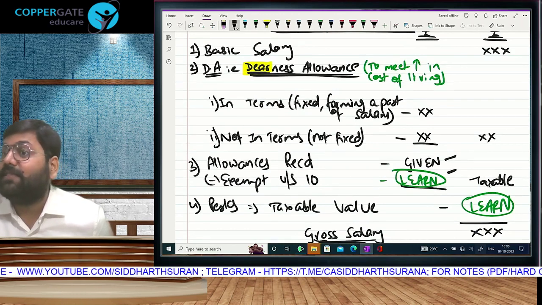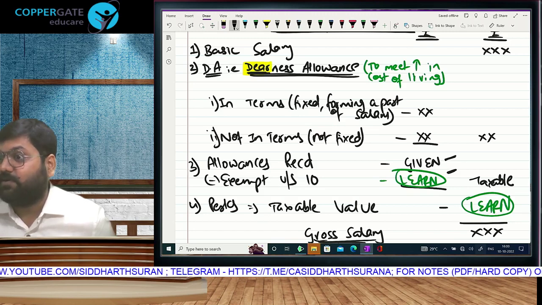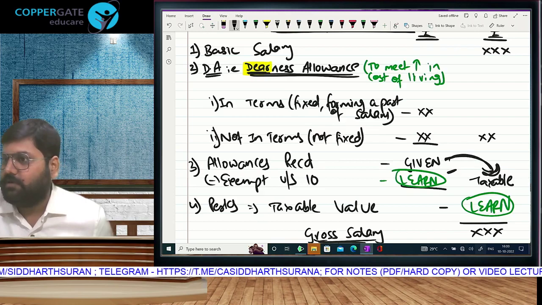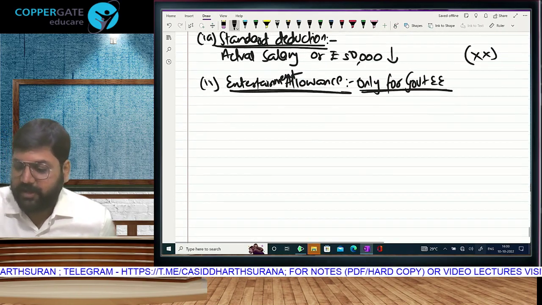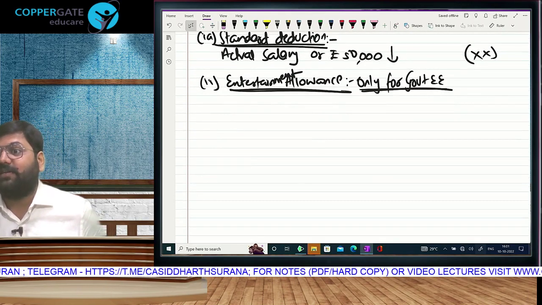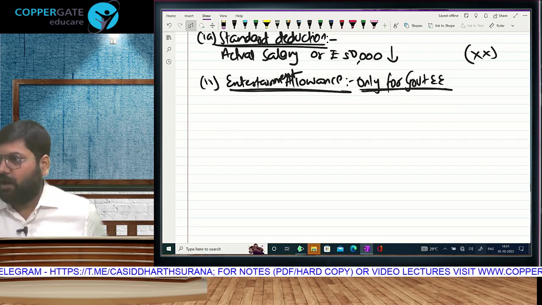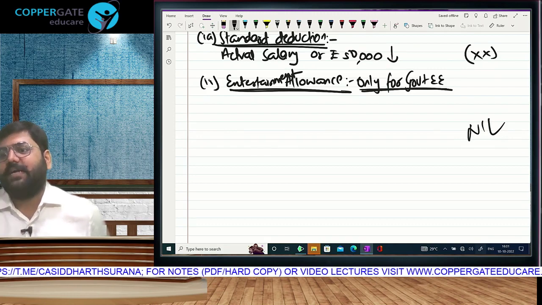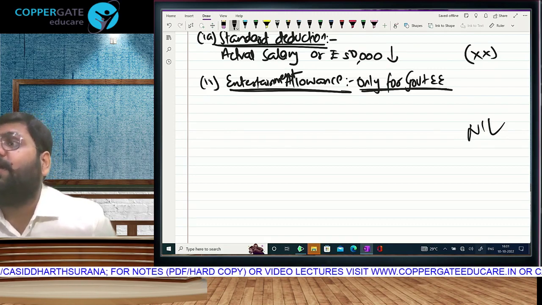Exemption is zero. Why is there no exemption? Because we are giving deduction separately now. That means, can I say the received amount will be fully coming in this column, in the outer column? We will give deduction only to government employees. Look, private sector, received will go in the outer column and deduction also zero. That means for private sector, entertainment allowance is fully taxable.